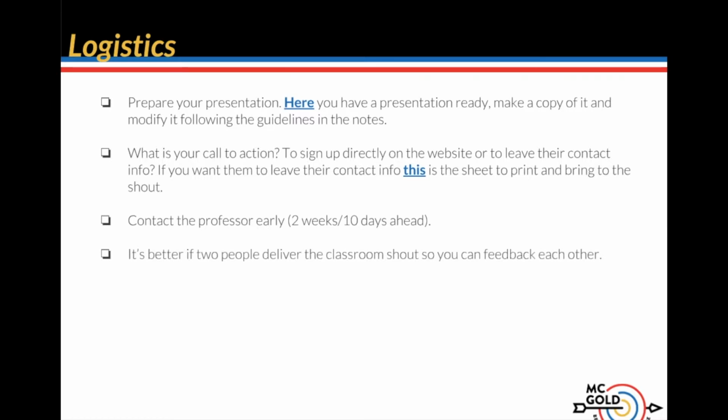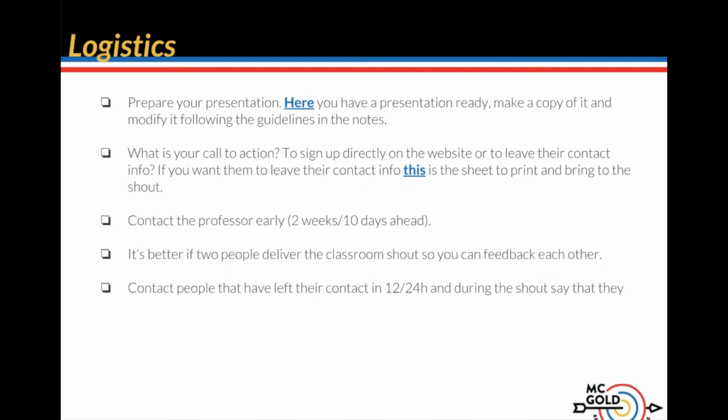Then another thing is, it's better if 2 people deliver the classroom shout, because then you can give each other feedback. It's also easier for the people listening to follow if it's not always the same voice. It will make the presentation more engaging. And it's also support. If you're with one of the other members, you're going to be more relaxed because you're not alone doing it.